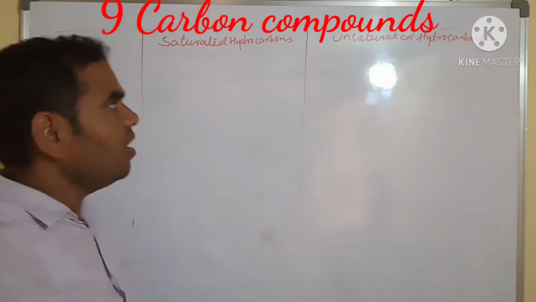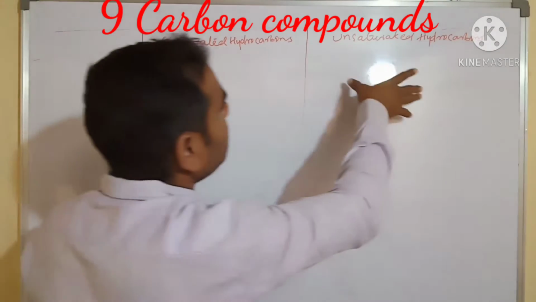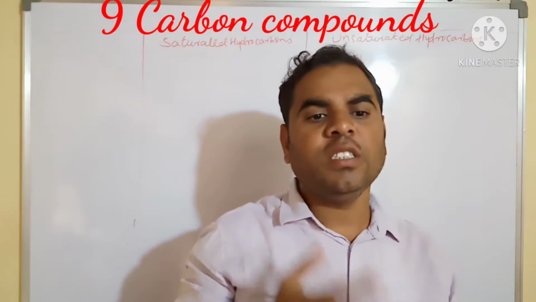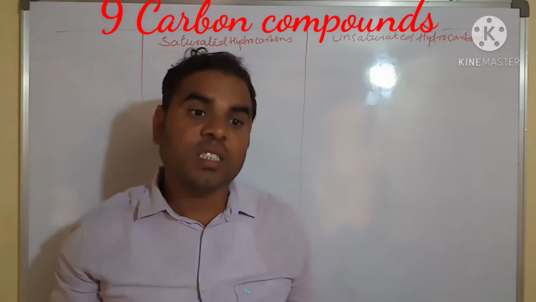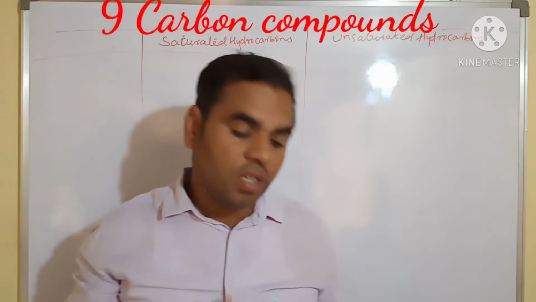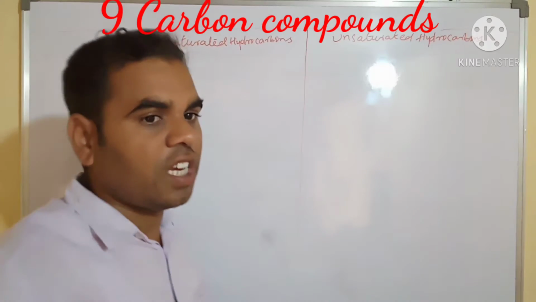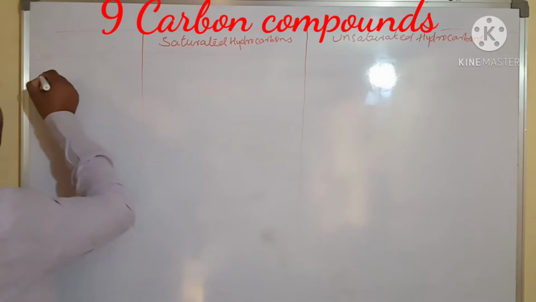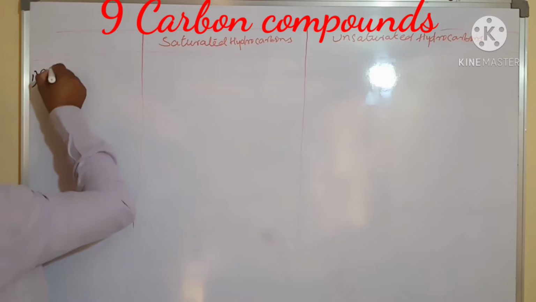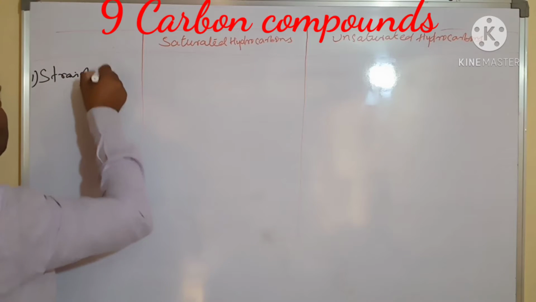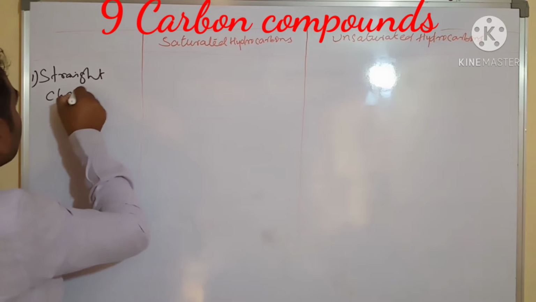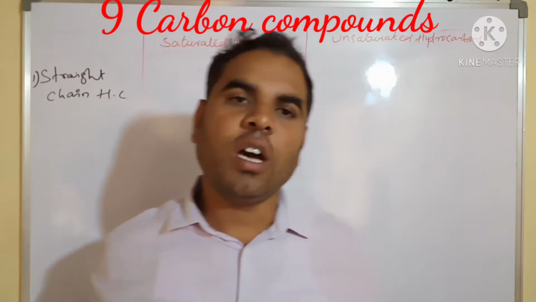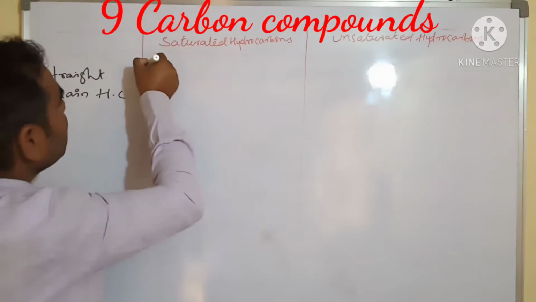In this session we are learning hydrocarbons: saturated hydrocarbons and unsaturated hydrocarbons, straight chain hydrocarbons, branched chain hydrocarbons and cyclic hydrocarbons. First we have to learn the straight chain hydrocarbons. We are taking the example of propane.